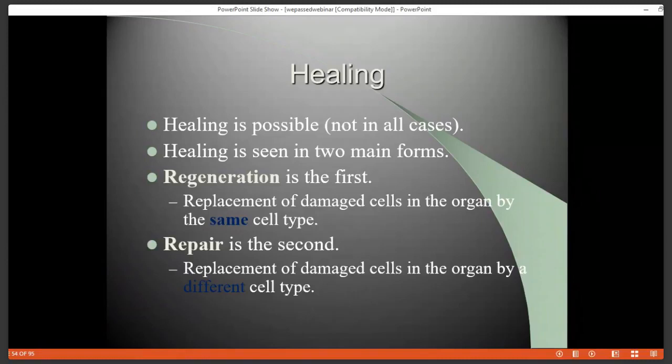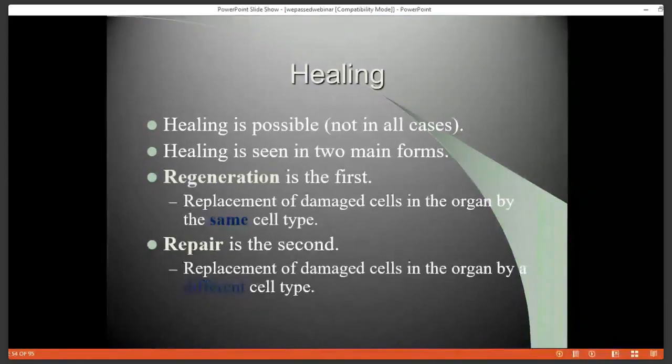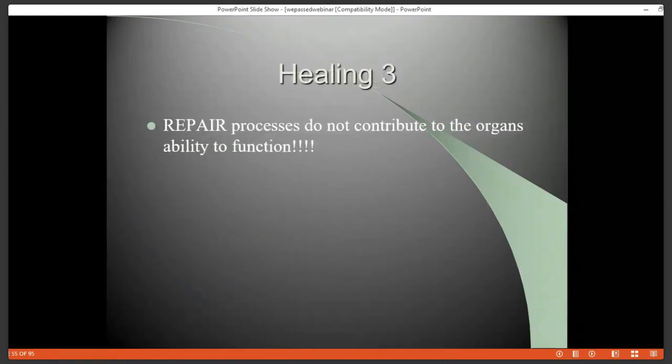This is replacement of damaged cells in the organ by a different cell type. Okay, so this is fibrous tissue. That is a form of healing, but is by a different cell type, and that really doesn't contribute to the tissue or organ's ability to function, but it is a healing of sorts.